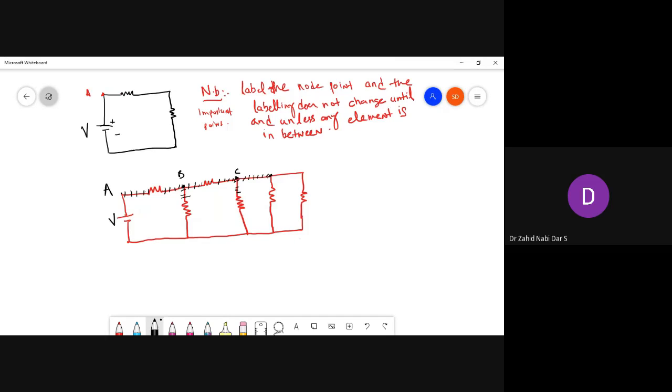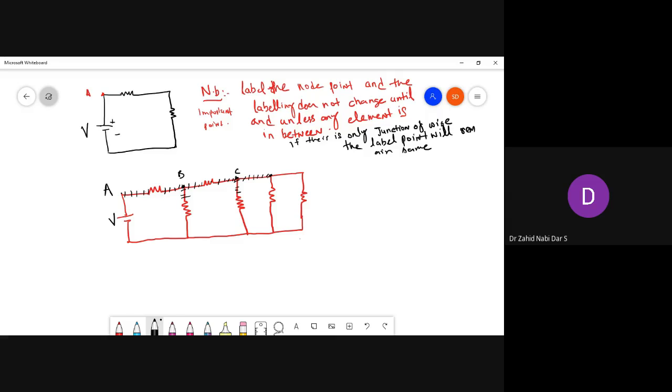When there is only a junction of wire, the label point will not change. The label point will remain the same. Why am I teaching you this? To make you understand. Some of you, maybe 90% of you, might know this, but 10% may get confused about how to identify whether a circuit is in series or in parallel.